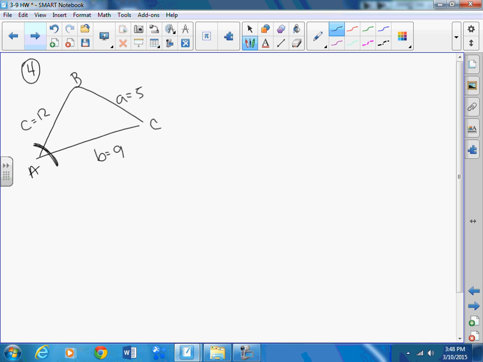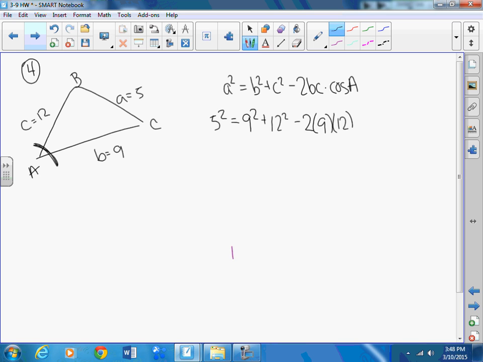Well, if I want cosine A in it, that means it has to be A squared is equal to B squared plus C squared minus 2BC times the cosine of A. Right, the ends have to match. And then I can plug in 5 squared is going to be equal to 9 squared plus 12, my bad, plus 12 squared minus 2 times 9 times 12 times the cosine of A.